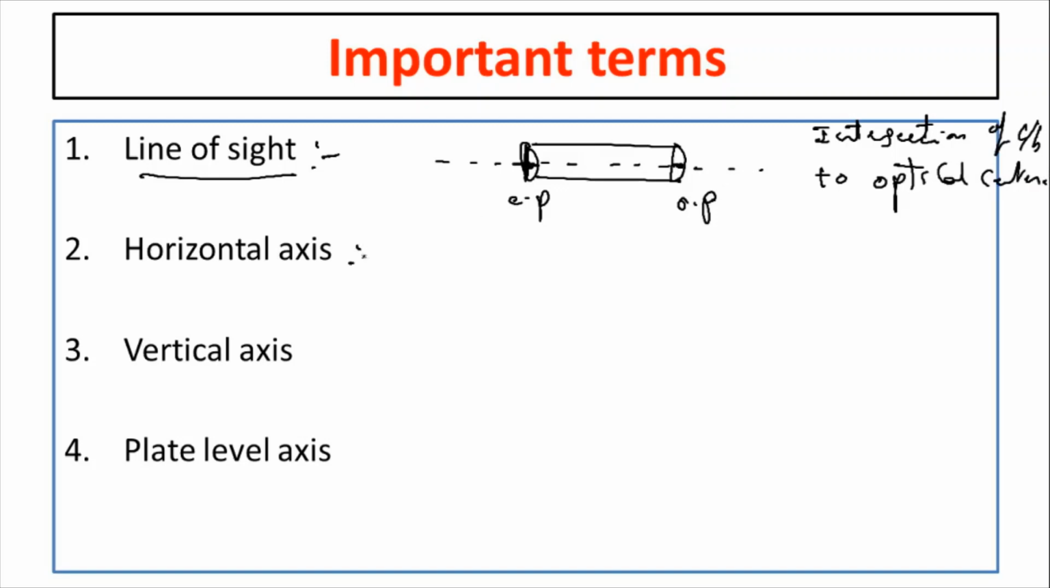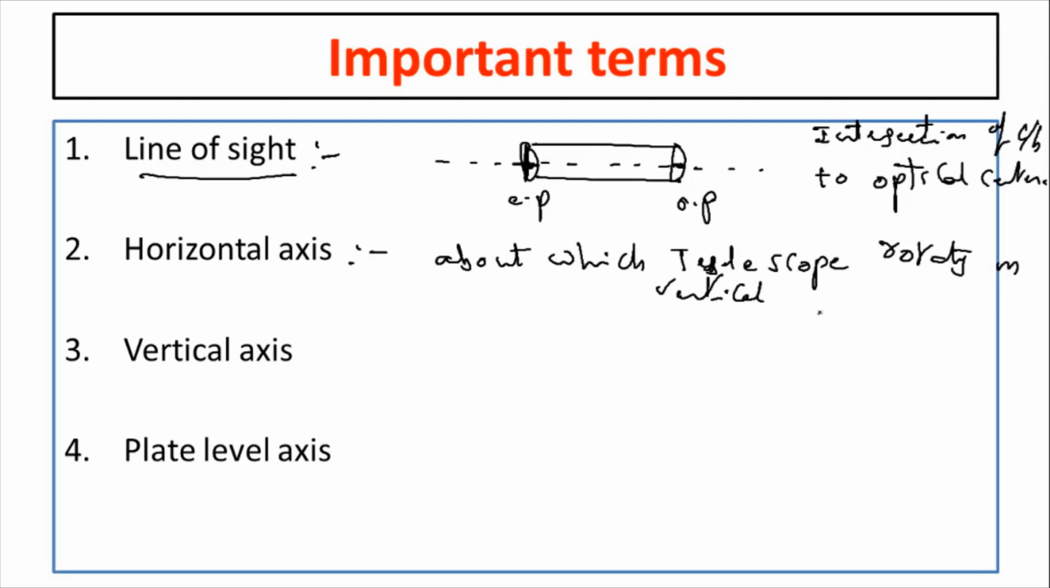Then what is the horizontal axis? If you take the theodolite, it can be rotated in both the horizontal plane and the vertical plane. Now the axis about which the theodolite rotates in the vertical plane, that is called the horizontal axis. So the axis about which the telescope rotates in the vertical plane, not the horizontal plane, is called the horizontal axis.